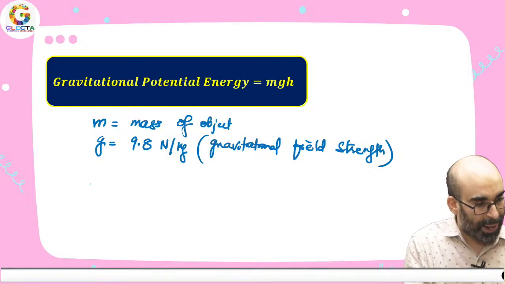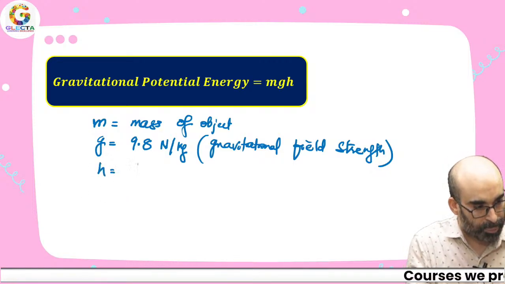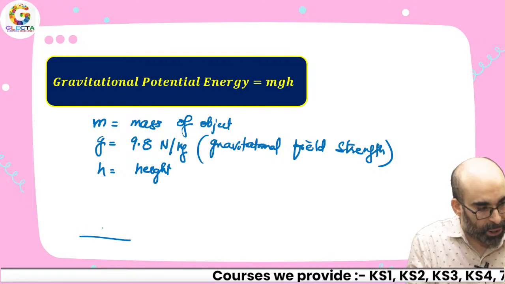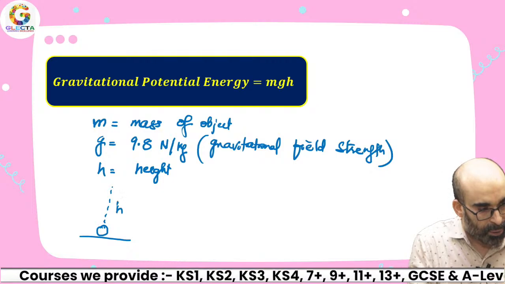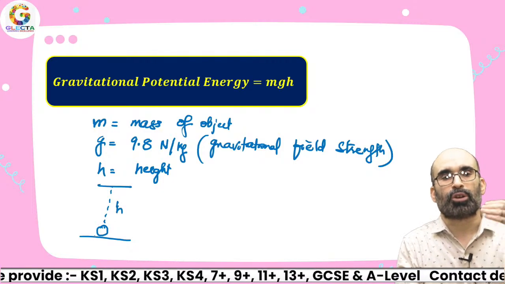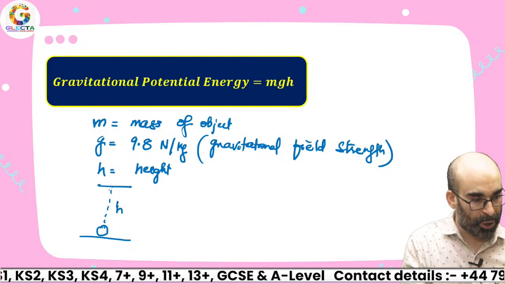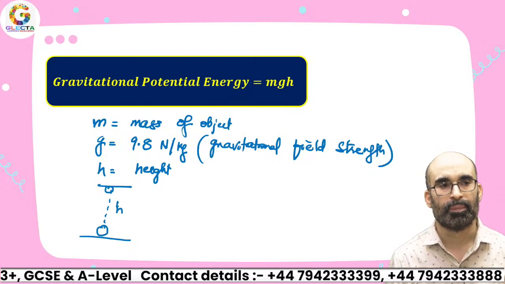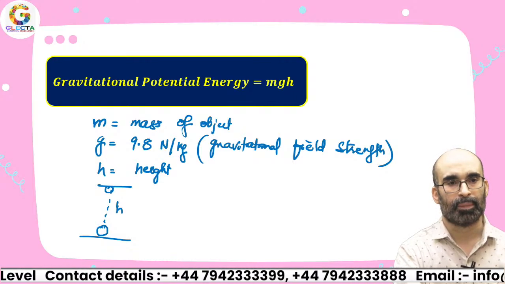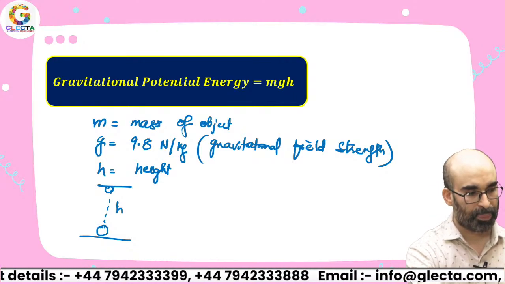Right? H is the height. So when you are taking an object from the ground to this height, the gravitational potential energy increases. How many of you are able to understand this? Great.